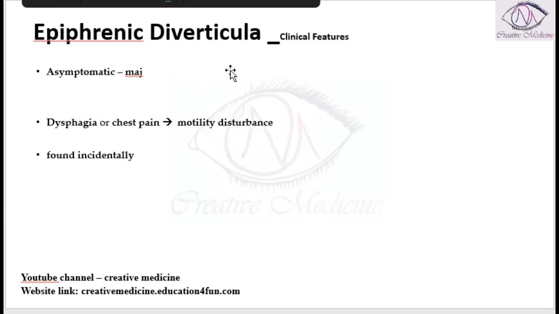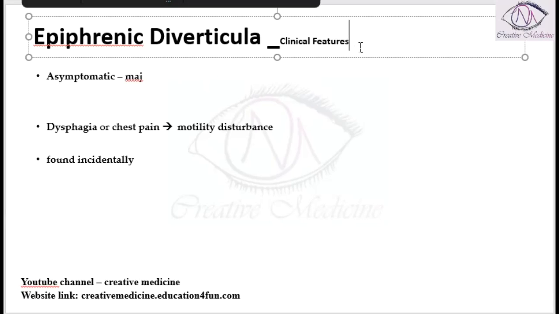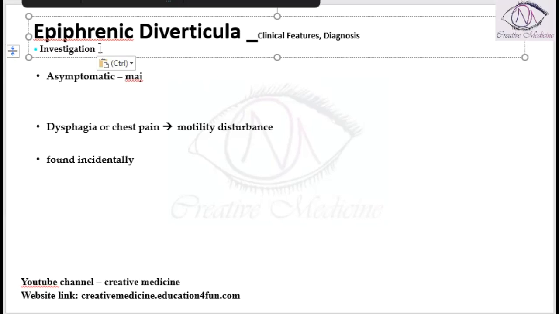So this is about the clinical features of epiphrenic diverticula. We have seen the diagnosis and also the treatment of epiphrenic diverticula.